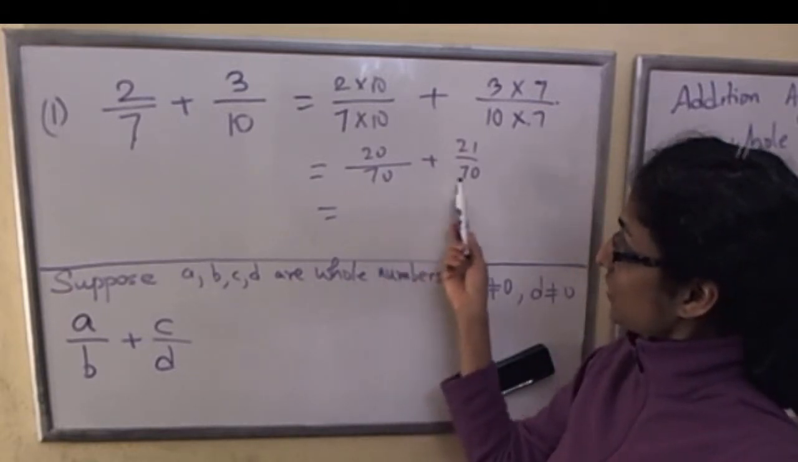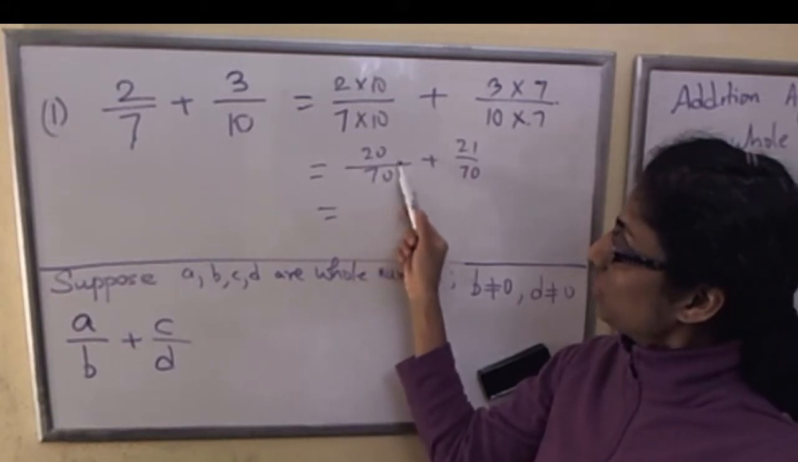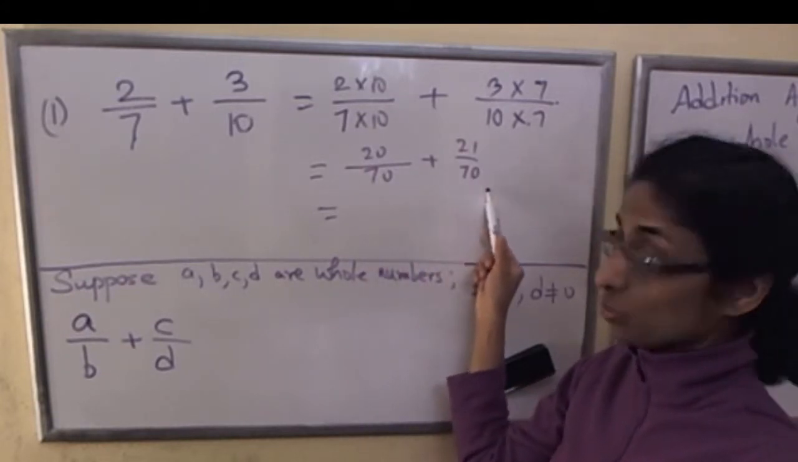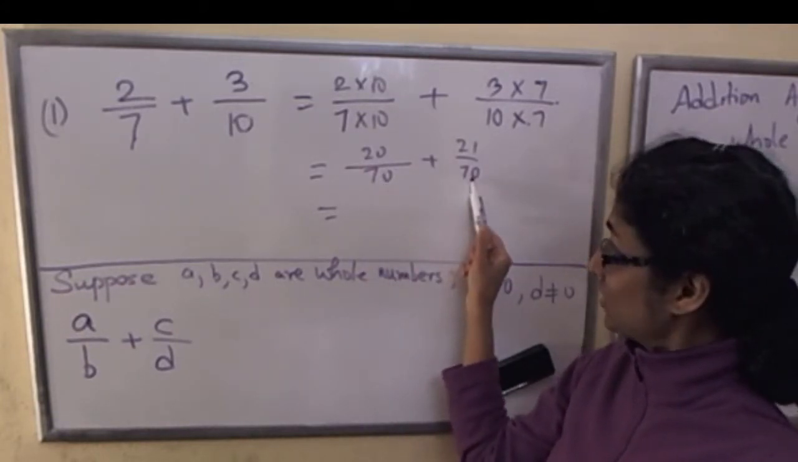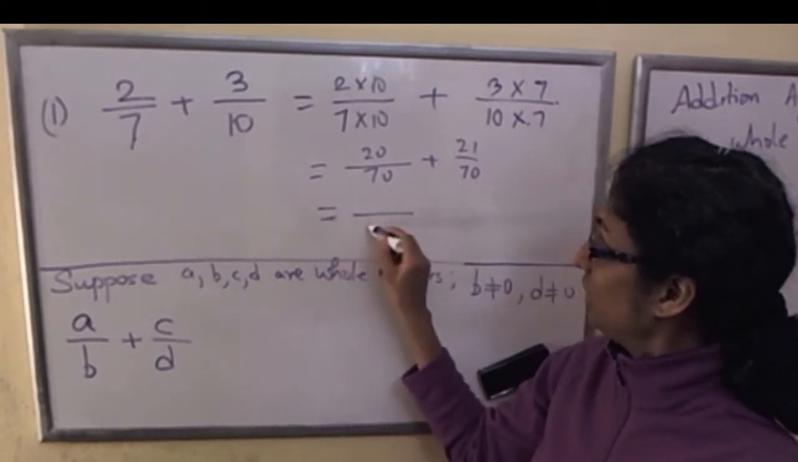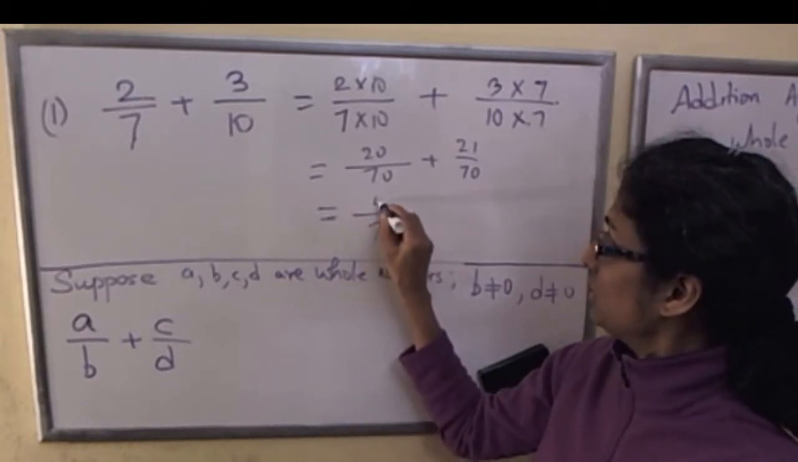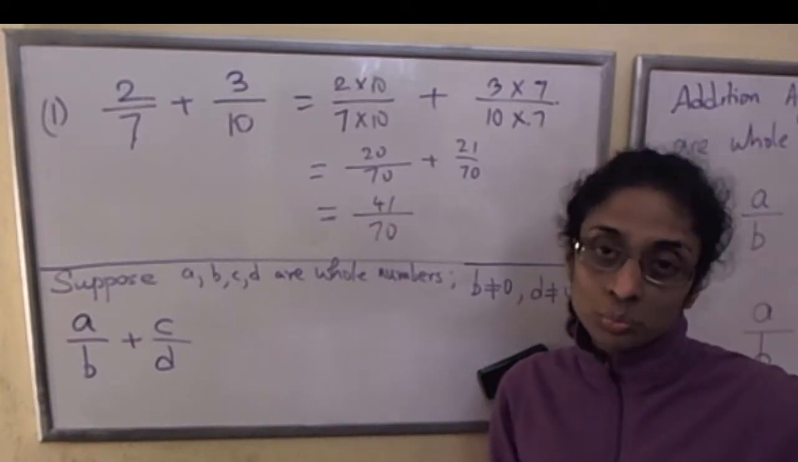Why is this sum a better one? Because now we have to add 20 copies of 1 over 70 and 21 copies of 1 over 70. These are fractions with the same denominator. And by applying the algorithm we have, we get a fraction with the same denominator. Numerator is simply adding the numerators.